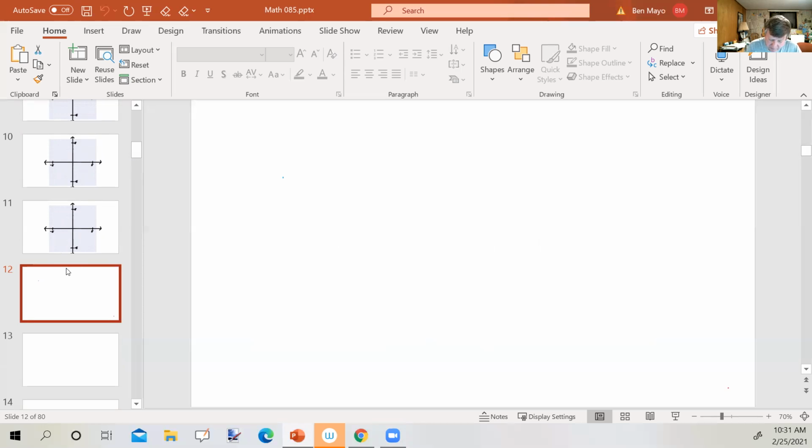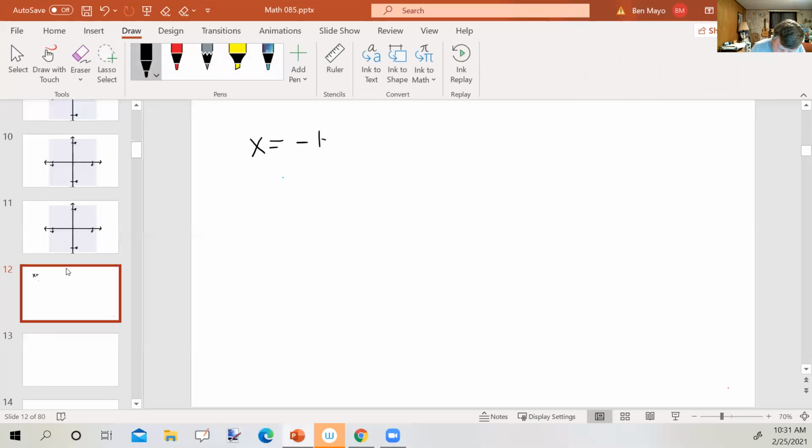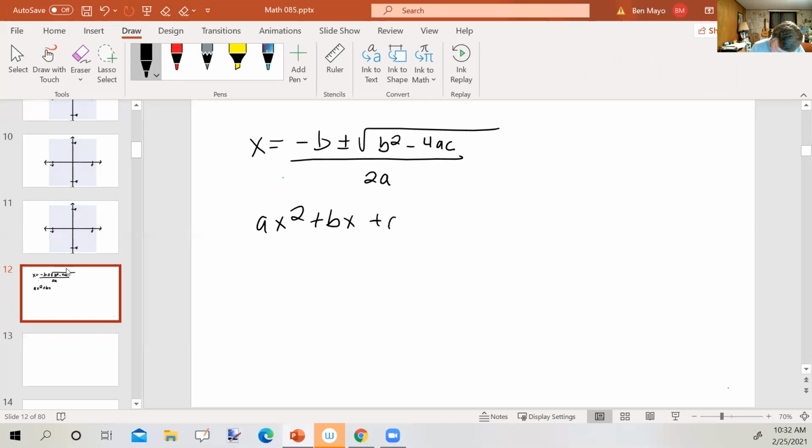First of all, we have the quadratic formula. X equals negative b plus or minus the square root of b squared minus 4ac all over 2a. You should have this memorized. When do you use this? Well, you use it when you have an equation in the form ax squared plus bx plus c equals 0, and you're trying to solve the equation.